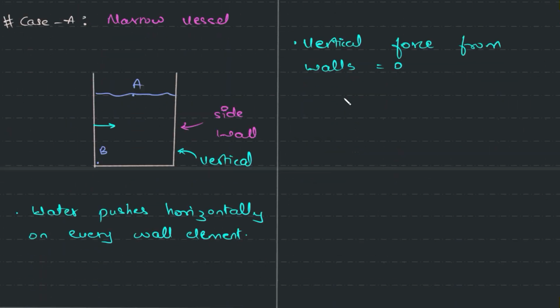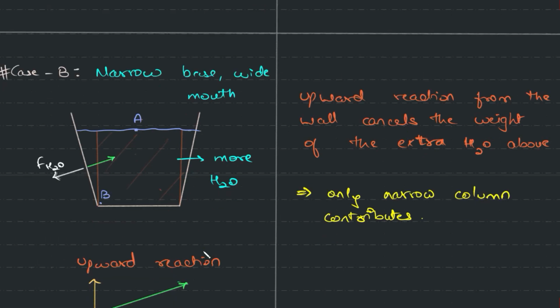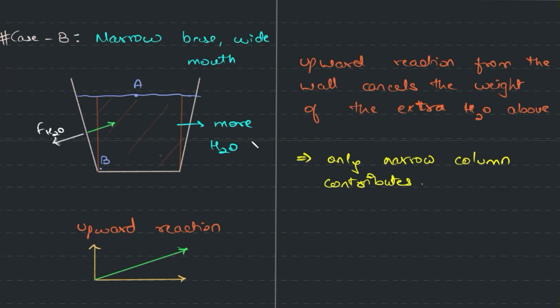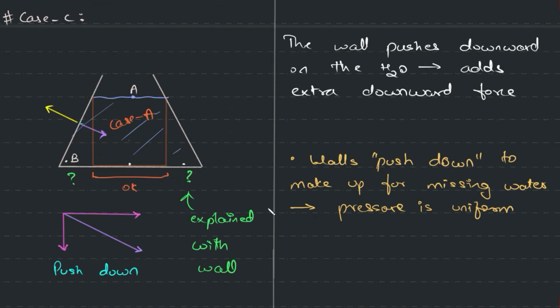But why is that? Well, we can understand that with 3 different cases. In the narrow vessel case, we can see that the side wall will not contribute anything. So the pressure is purely because of whatever water is above the base. But when it comes to a wider mouth, water is more. So that excess water is handled by the walls. And in this case, I have not written it. The water is less clearly. Okay, actually it depends how wide the mouth is. The water might be less.